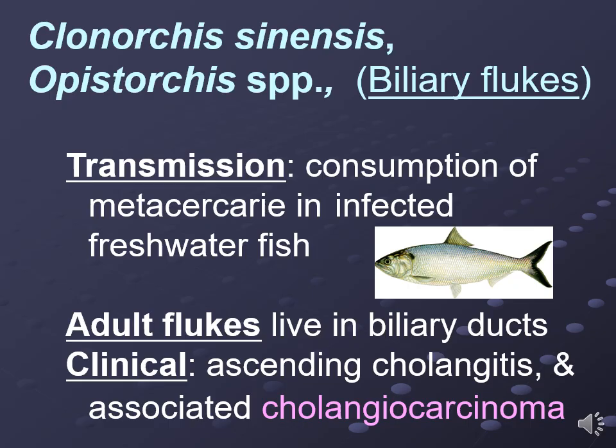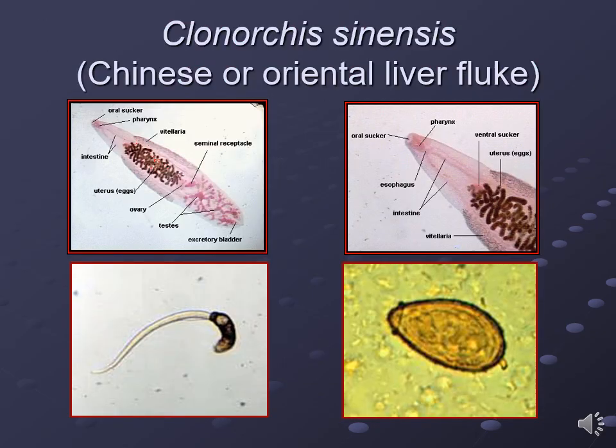Adult flukes live in the biliary ducts, so those are truly biliary flukes in the bile ducts. Clinically, they may predispose to ascending cholangitis or infection of the biliary tree, and they are associated with later development of biliary duct cancer, or cholangiocarcinoma. Those are the Clonorchis and Opisthorchis eggs, and you can look at the pictures. Very nice. Don't worry about details, just for your information.